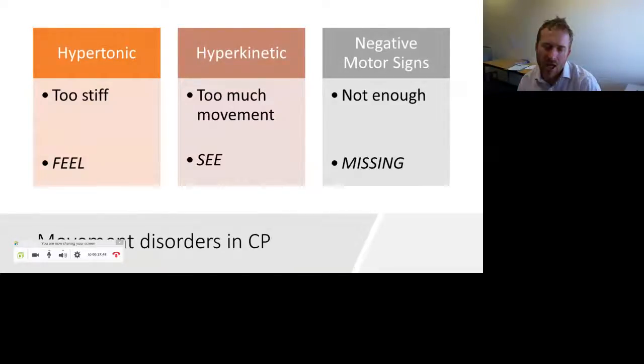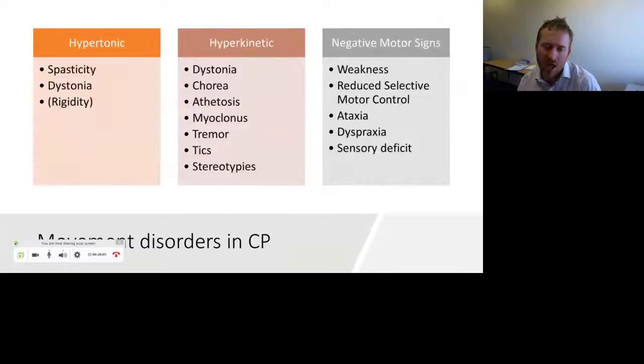And there are also the negative motor signs, which are where there is maybe not enough of something. So that includes weakness, that includes lack of selective motor control, that includes things like ataxia, where there are missing or absent signs that are different from the hyperkinesis and hypertonia. So these are listed here from those three papers.